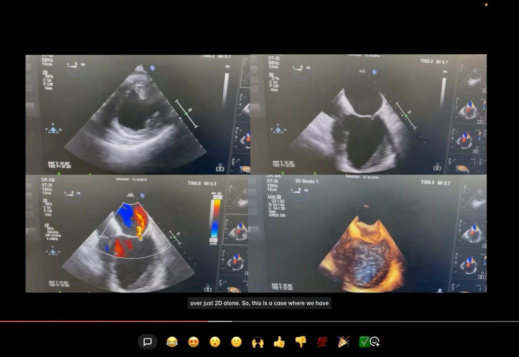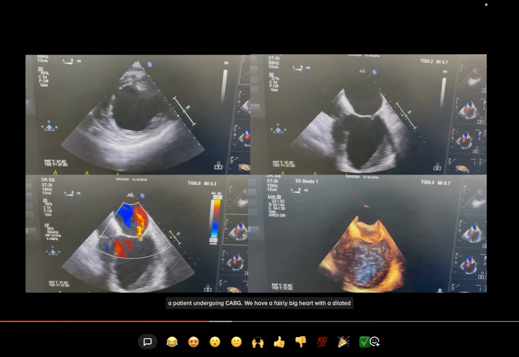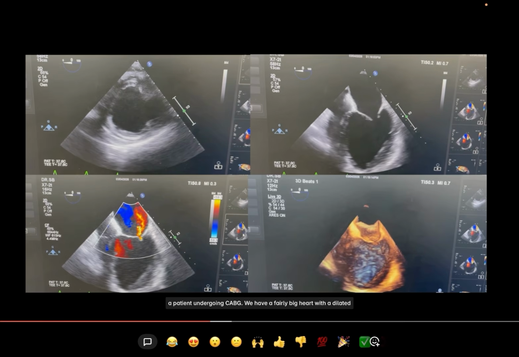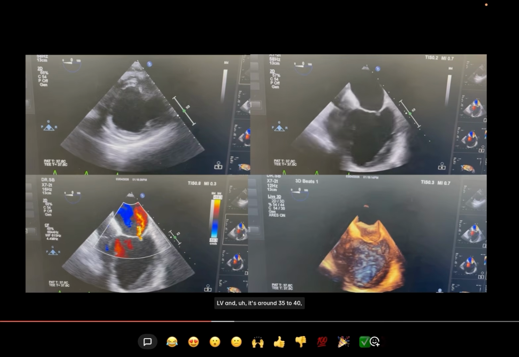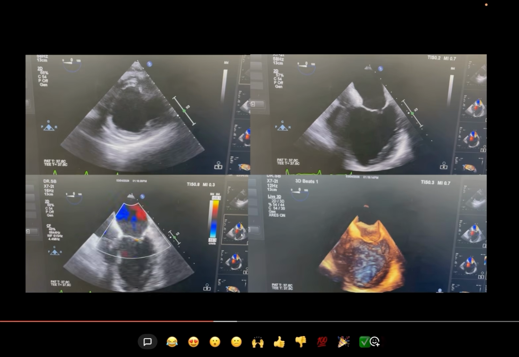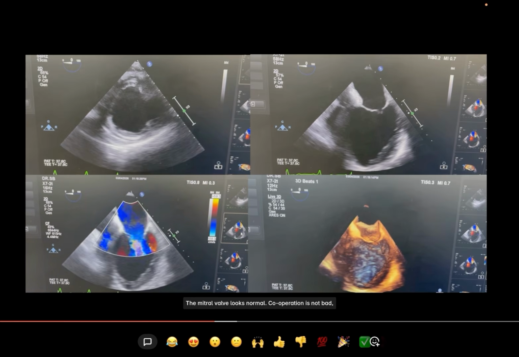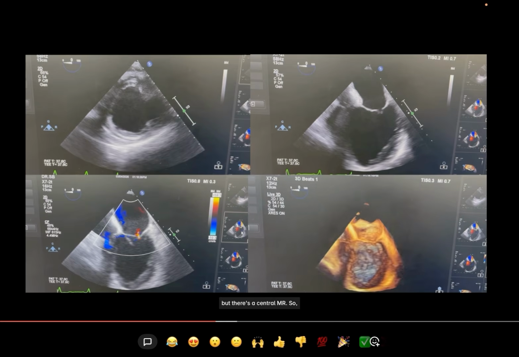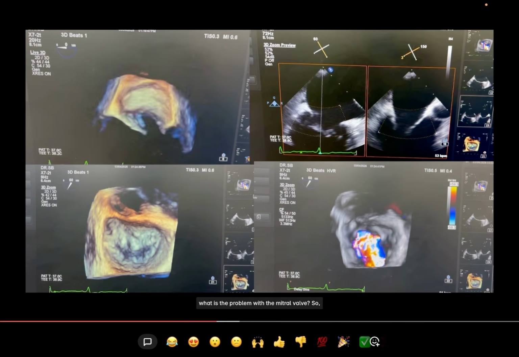So this is a case where we have a patient undergoing CABG. We have a fairly big heart with a dilated LV and it's around 35 to 40% LVEF. The mitral valve looks normal. Cooptation is not bad, but there's a central MR. So what is the problem with the mitral valve?